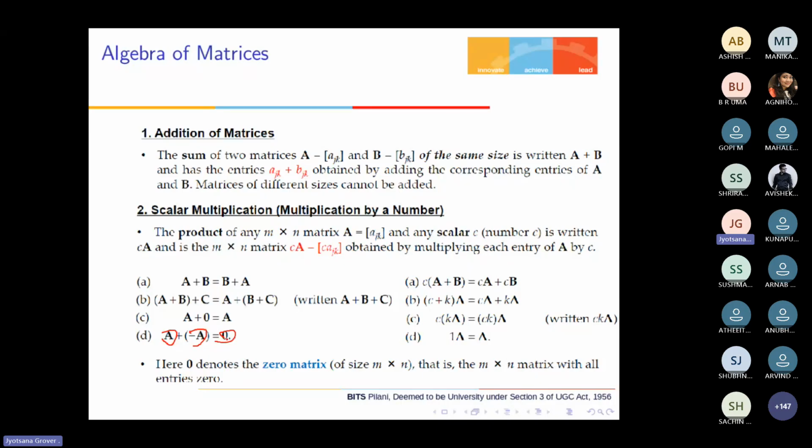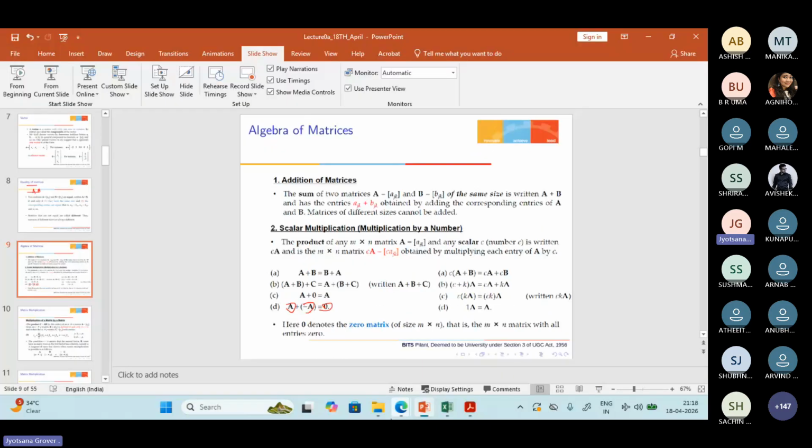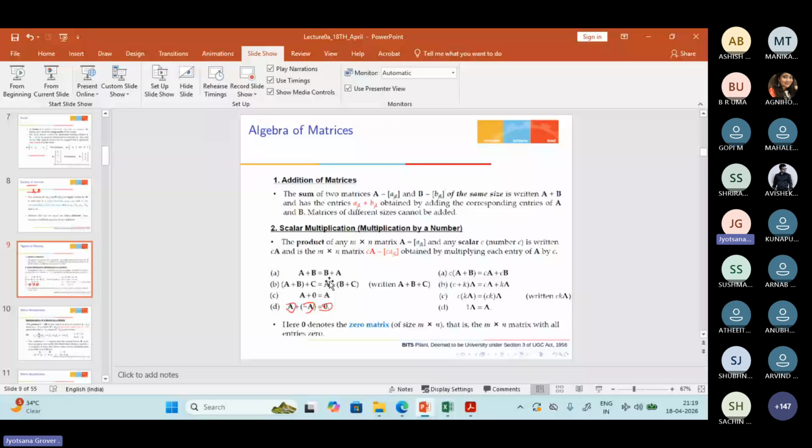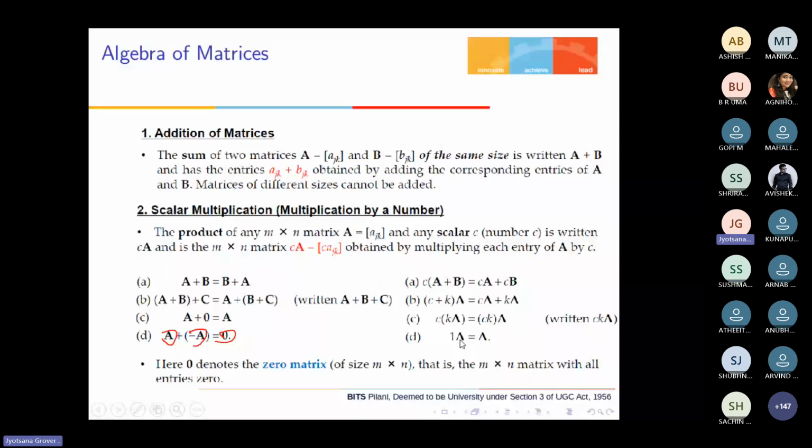Let me show you. Again, it's very easy to verify. If A is this, A plus minus A, let's see what the result is. It's going to be the 0 matrix of 2 rows and 3 columns. Now you have this 1 into A. 1 is a scalar. That means you multiply every entry of matrix A with 1. So you'll get the same matrix. So this is what we talked about, the algebra of matrix.